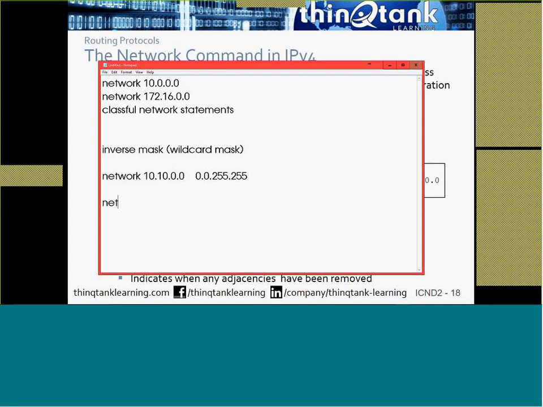You could do something like this. Network 10.10.10.5 0.0.0.0. What does that mean? Any interface with that IP address is going to be running EIGRP. You can do something like this, 192.168.0.0. Now 192.168 is normally class C, but now I can use this mask to say any interface that starts with 192.168. So you can be really selective on what networks are running EIGRP, what networks are not running EIGRP.